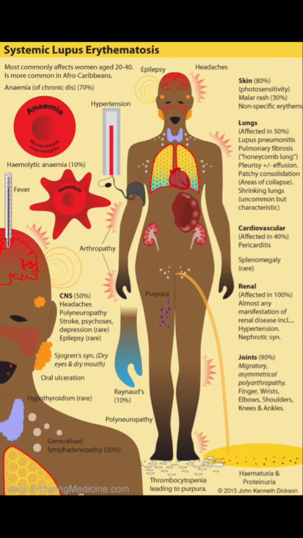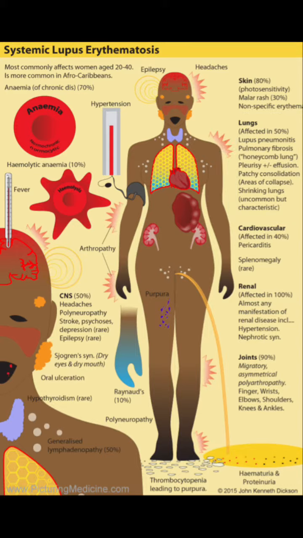Then if we consider the organs that can be affected in turn, this is on the right hand side of this diagram. The skin can be affected, that's common. The malar rash is classic for SLE, but non-specific erythema can occur too, or photosensitivity. The lungs can be affected, again quite common, 50%, with various inflammatory conditions including pneumonitis, pulmonary fibrosis, the classic honeycomb lung, and pleurisy plus minus effusion, areas of consolidation, etc.